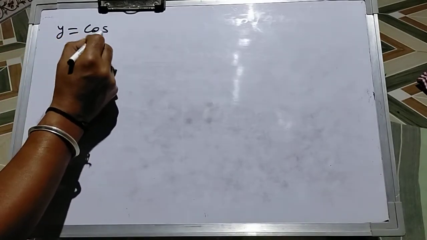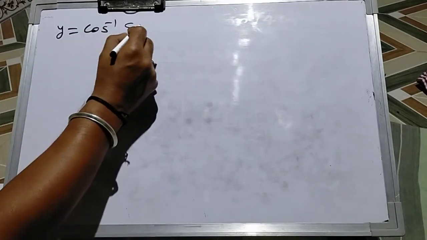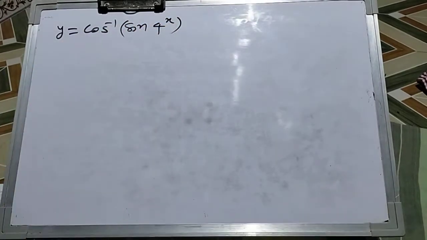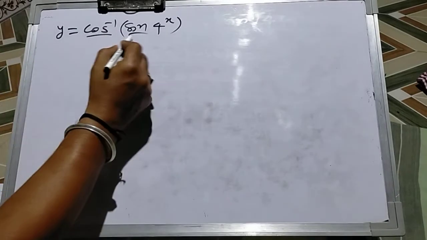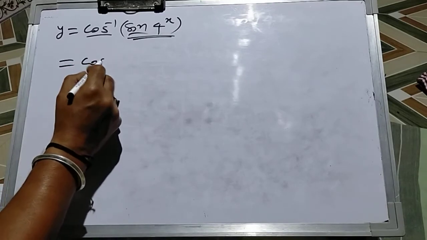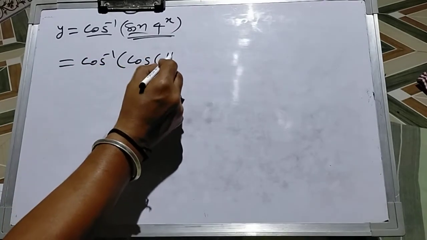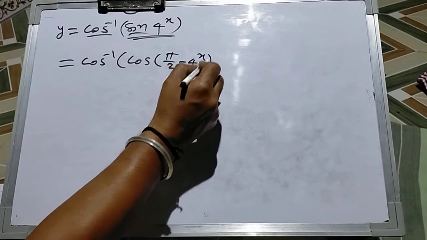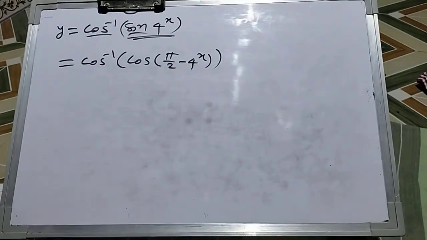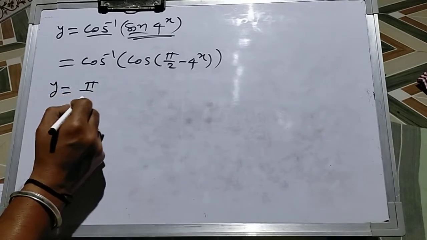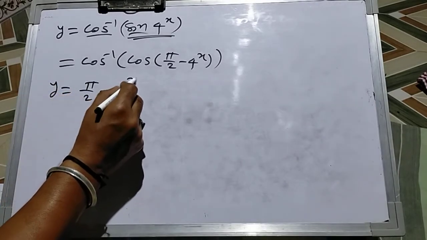Now next one, y is equals to cos inverse of sine 4 to the power x. Now here term is cos inverse. So we require here cos. So this second bracket term can be written as cos inverse of pi by 2 minus 4 to the power x. Again here cos inverse of cos theta means theta. So this y is equals to pi by 2 minus 4 to the power x.